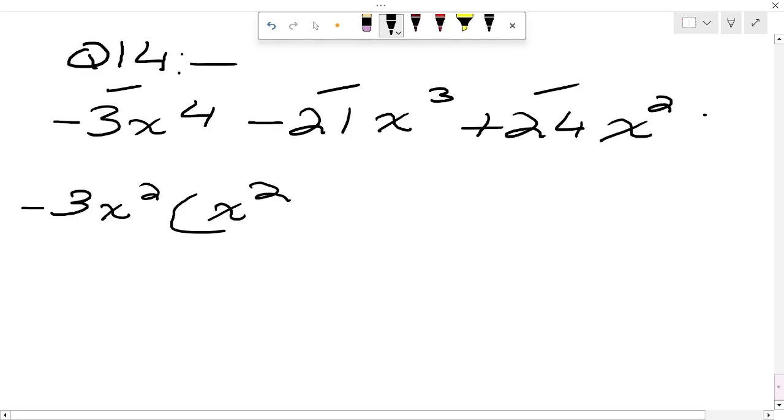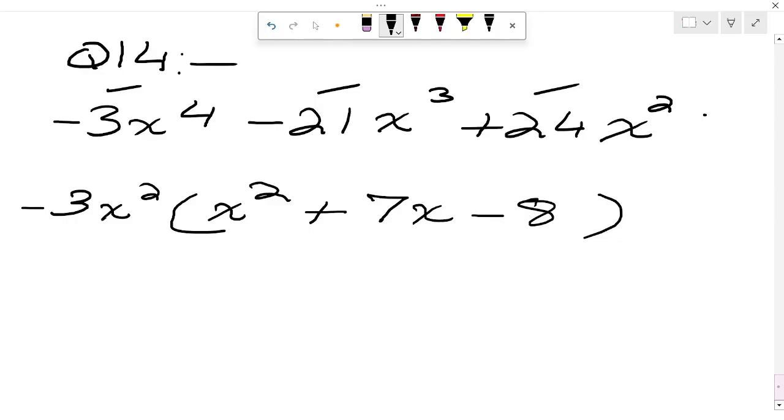It will be then minus minus will be converted into plus. 3 7s are 21. So 7x. Why? Because x cube divided by x square is x. Then minus plus will always be minus. So 3 8s are 24. So x square and x square get cancelled. Now we have negative 3x square bracket x square plus 7x minus 8.